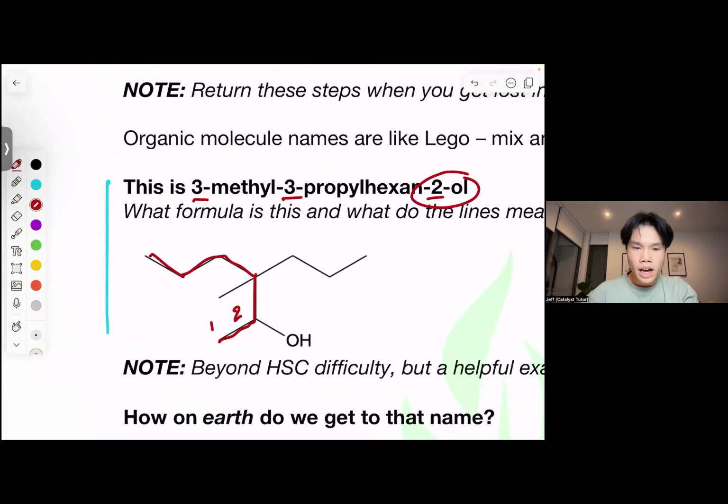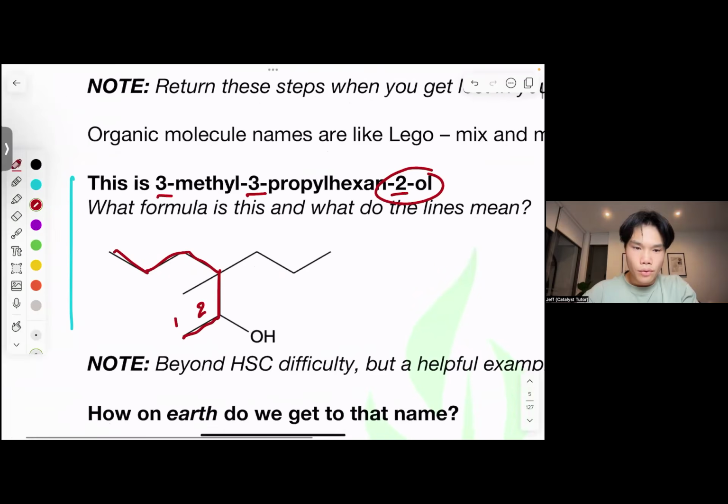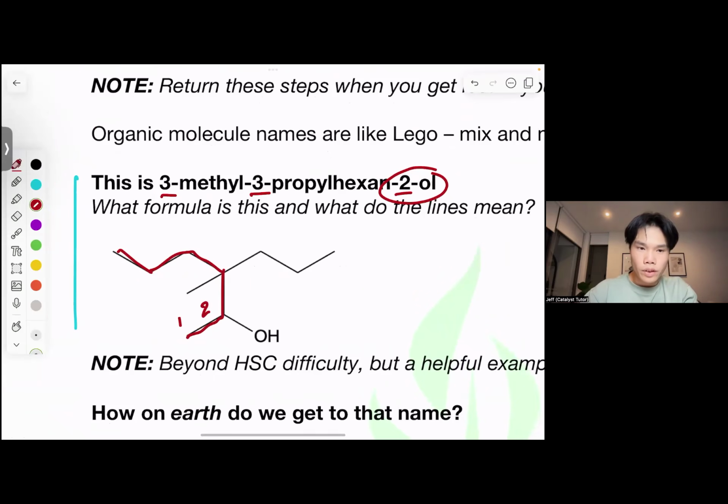And why have we decided to number the chain from the bottom going up, 1 then 2, as opposed to starting from the top and going 1 then 2? What's the reasoning?